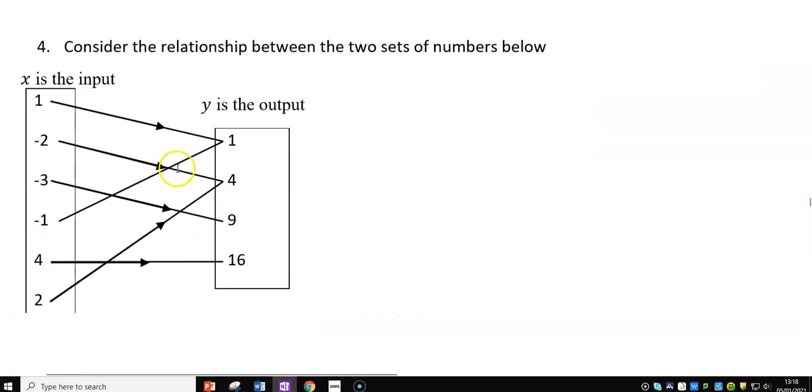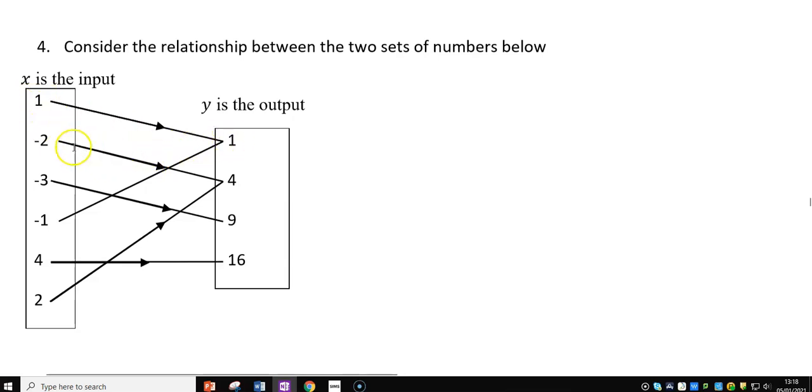Okay, if we have a look at the next one, it says consider a relationship between the two sets of numbers below. So if we look at this, and let's think about what's going on, they've said it's a relationship, they haven't said it's a function. We don't know if it is a function just yet. Let's have a look at it.